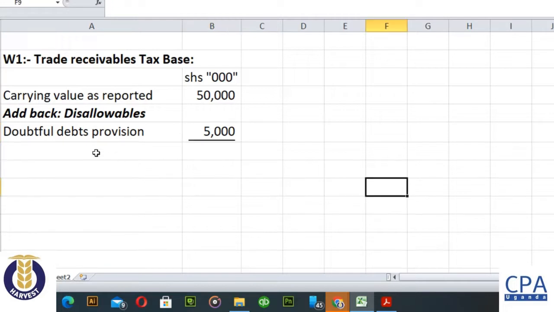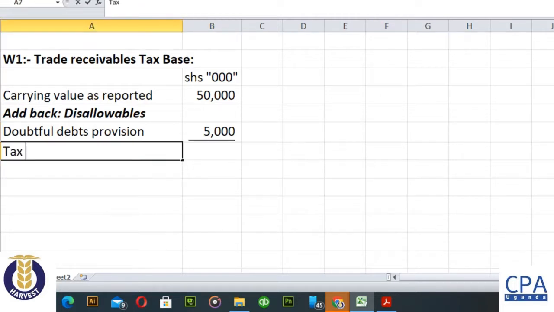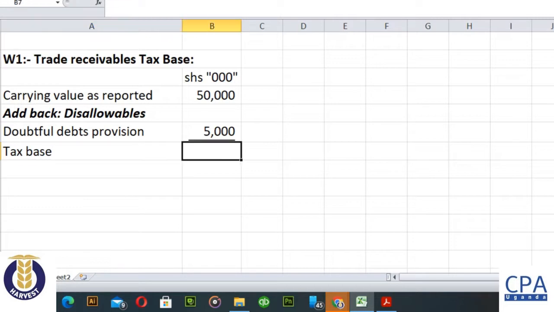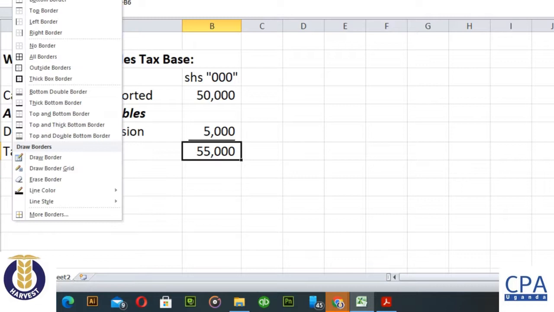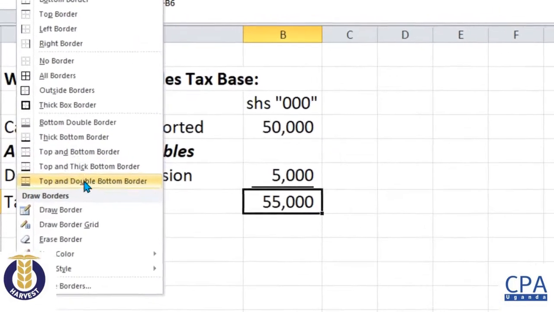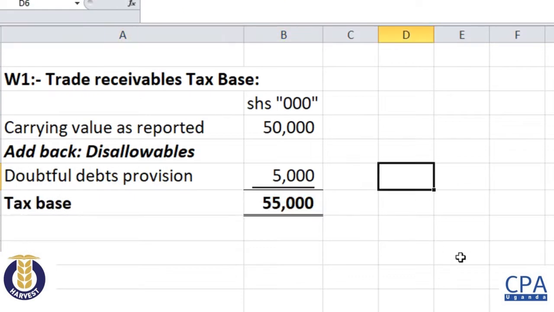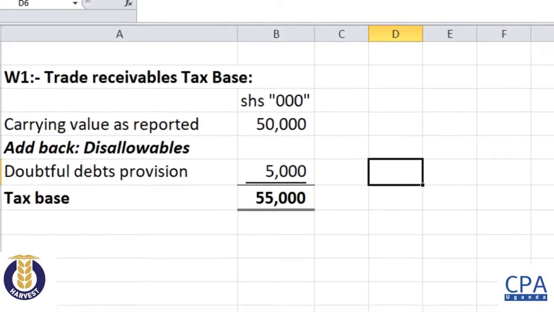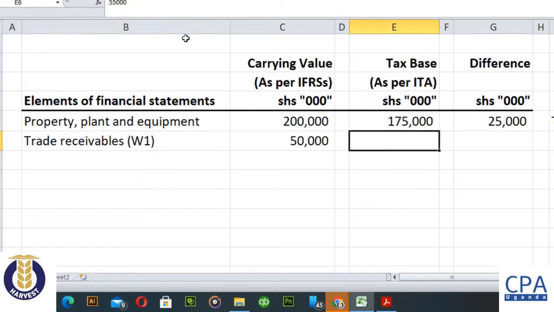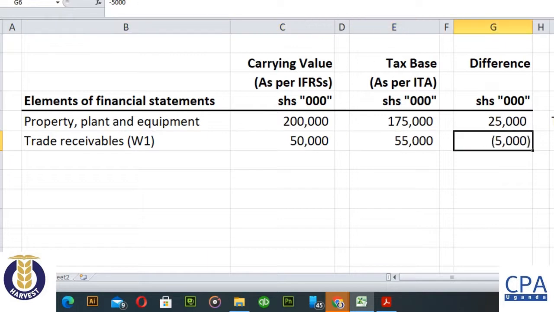So when you add back that, we get the tax base, which is 55,000, which is this plus this, and that gives us the 55,000. So this one would be part of the workings that you're going to present to the examiner. So my tax base comes to 55,000, and now I look for the difference. 50 minus 55, that gives me negative 5 million.